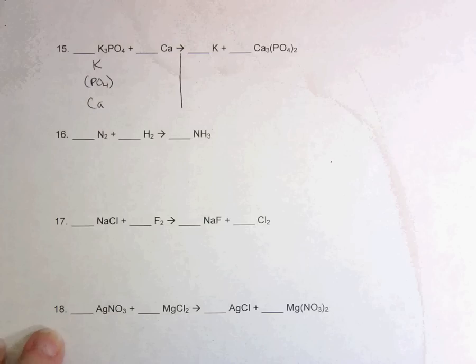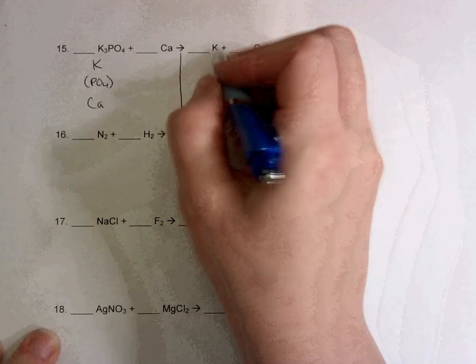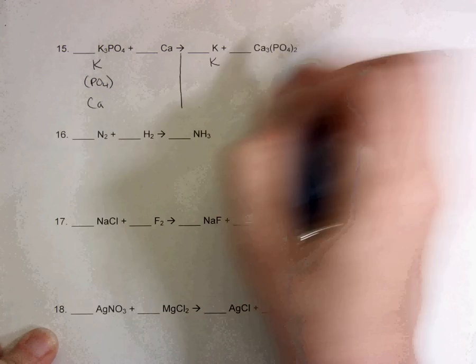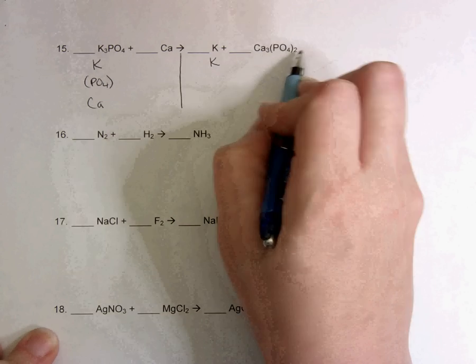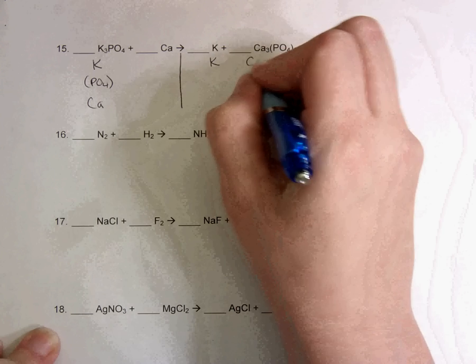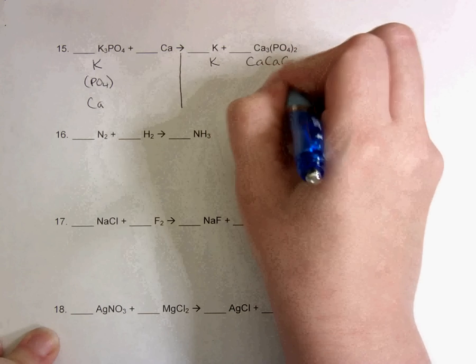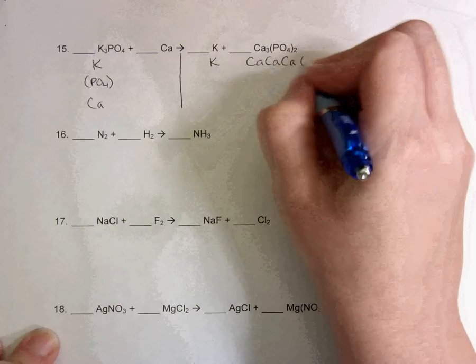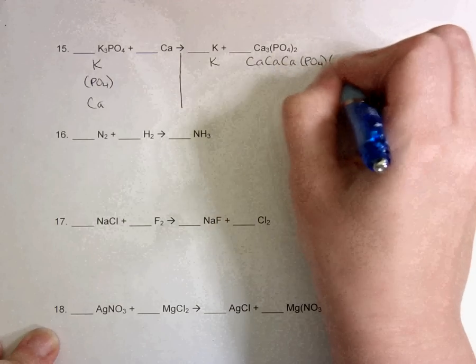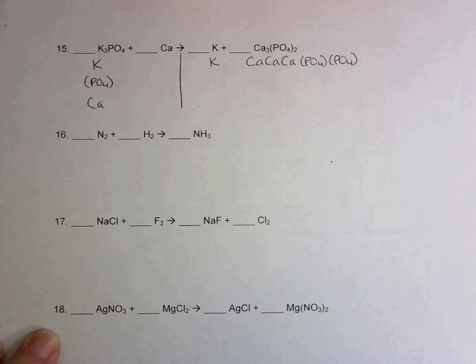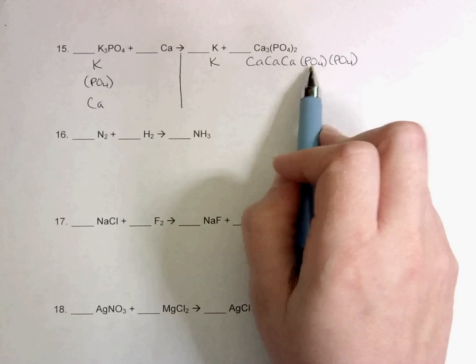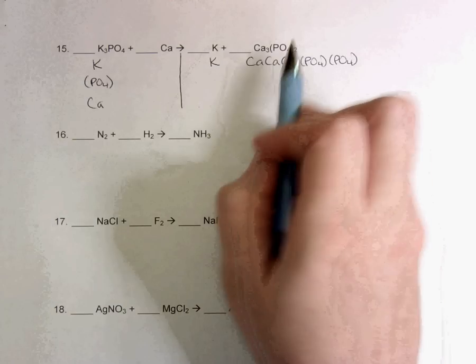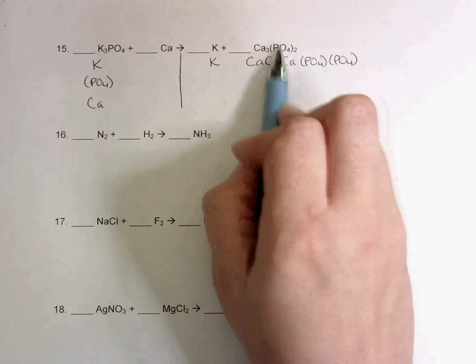If I were doing it the more visual method that I showed you second, I could do it this way. Here's K, I have 1 K. Here I have 3 Cas and 2 PO4s, so I would write 3 Cas, 1, 2, 3, and 2 PO4s. PO4, PO4. Okay? And that way you just have to count how many PO4s there are rather than separating out the P's and the O's.